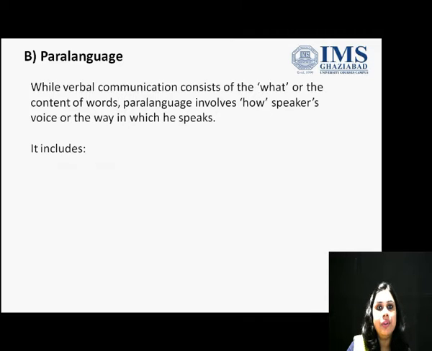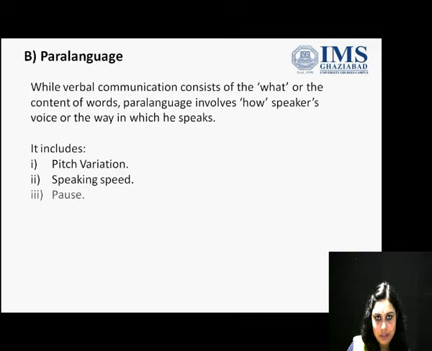As I already told you, it includes pitch variation, which makes you an impressive speaker. Speaking speed, you need to fluctuate in the speed. Pauses. A correct pause at the correct time is very essential for you to be an effective speaker. And fluency. Minimize the use of the words okay, all right, oh, etc.